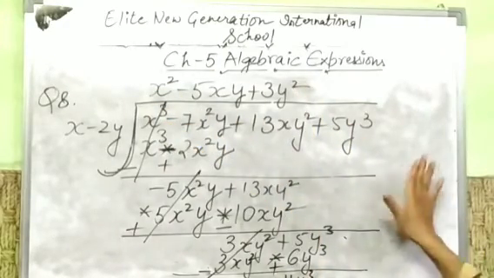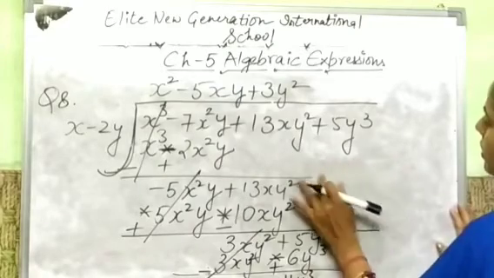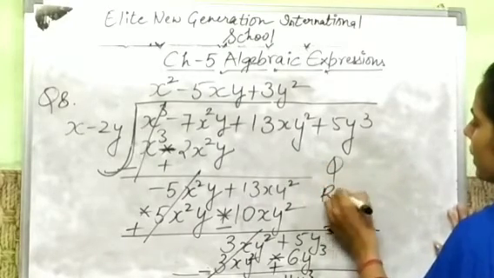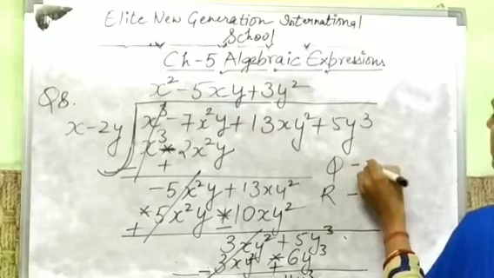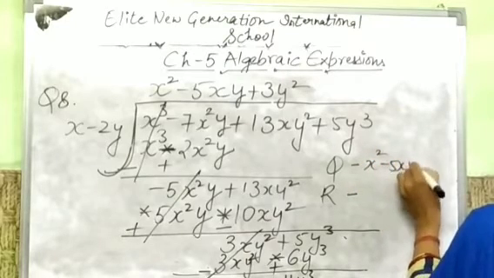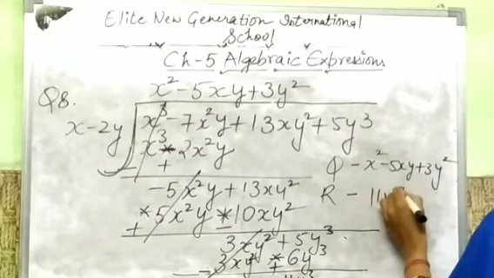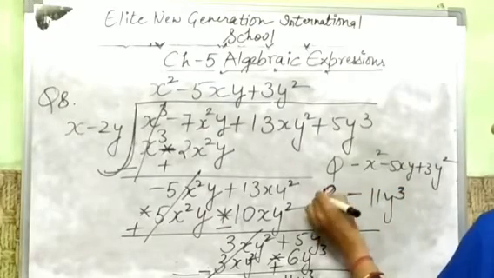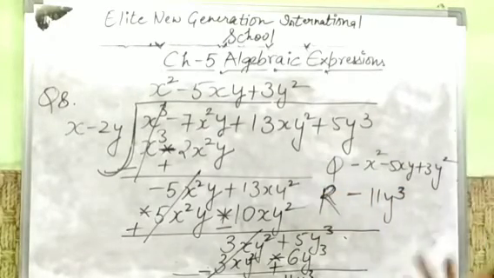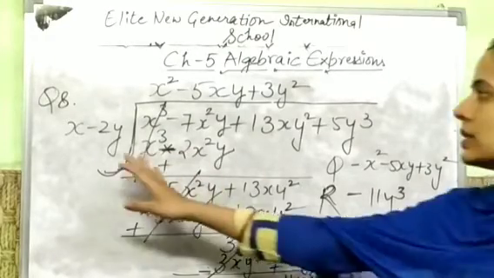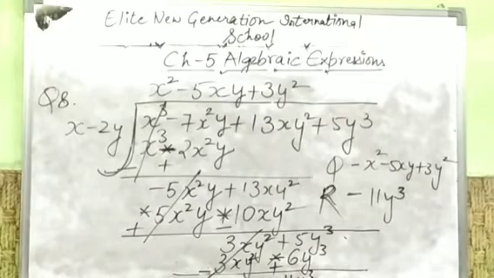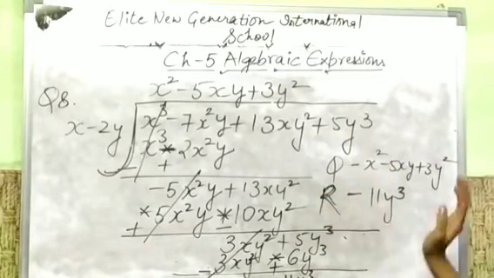So you need to write here that this is the quotient and the remainder. The quotient is x square minus 5xy plus 3y square, and the remainder is 11y cube. Because in that case we need to just end this division, because this remainder is now smaller than this divisor. We cannot divide it further. So that is why now we get the answer: the quotient, and this one is the remainder.